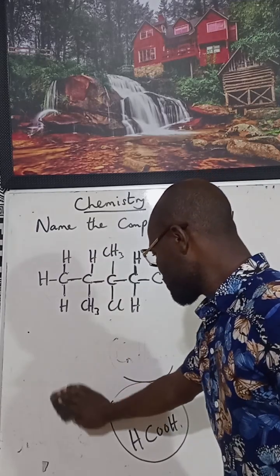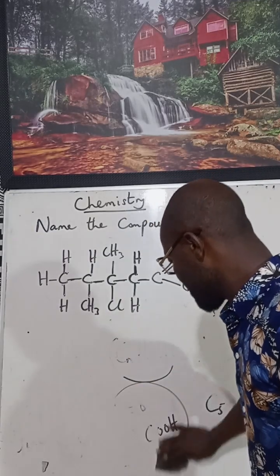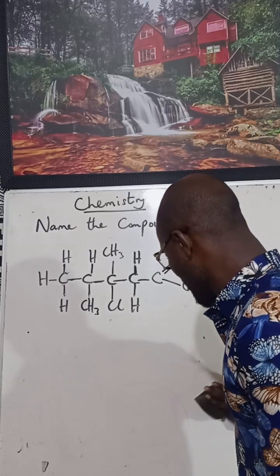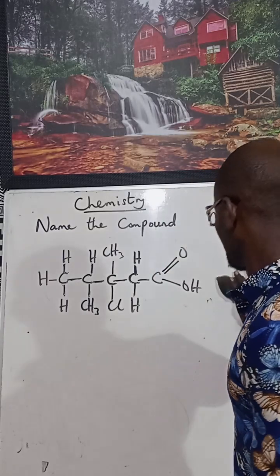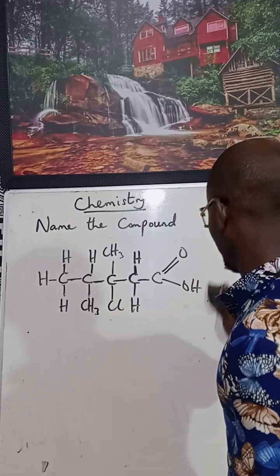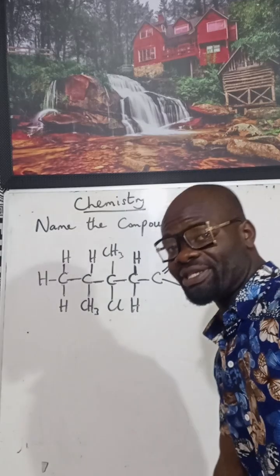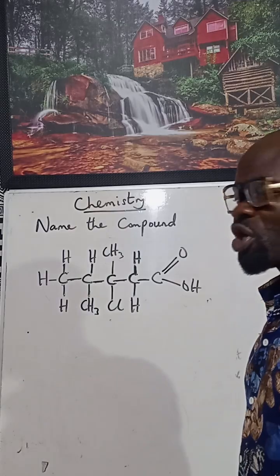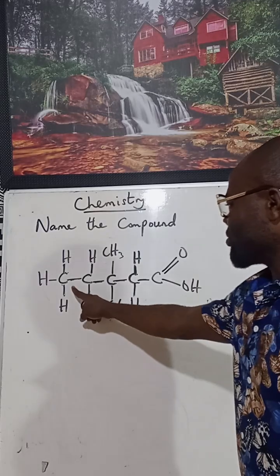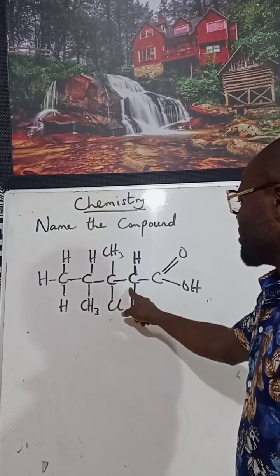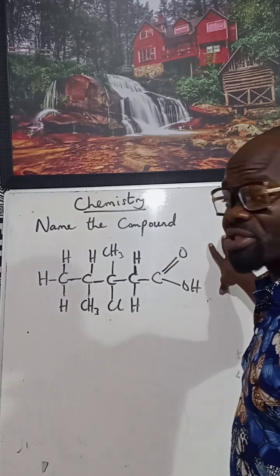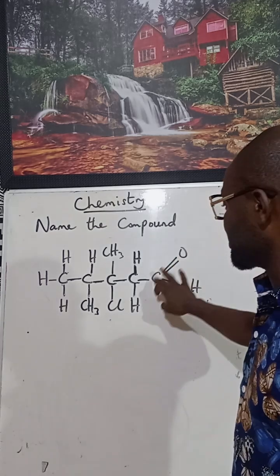Okay. So since we have known that the parent name is hexanoic acid, let us start the naming now. The naming is very simple. Now, how do we name? Look at all these carbon atoms here. This is the carbon atom that is in the functional group.